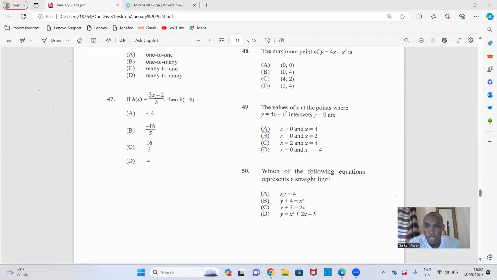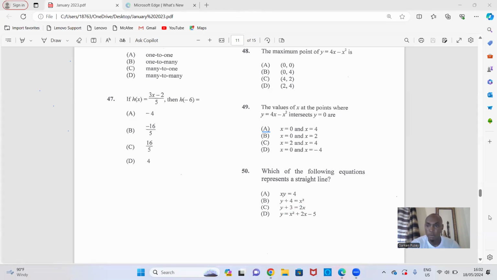Which of the following equations represents a straight line? So this is not a straight line, xy. Once you have x multiplied by y, it's not a straight line. Once you see the x squared, it's not a straight line. So this is the only one that doesn't have any x squared and doesn't have x multiplied by y. So that would be the equation of a straight line, which has the general form y equals mx plus c, which this can be transposed or rearranged to get.